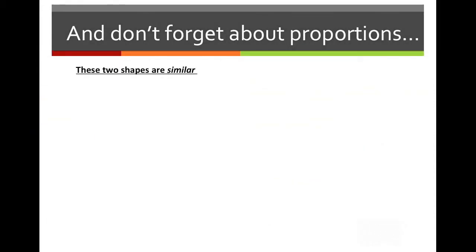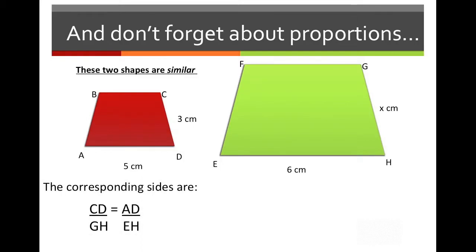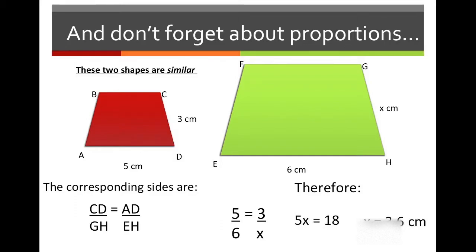You should also know how to deal with proportions before we do trig ratios. For example, these two shapes here are similar. Their corresponding sides go with CD and GH, and then AD and EH. Because they are similar, we can use what is called the scale factor or the similarity ratio. Therefore, if I do 5 over 6 and 3 over x, I can cross multiply to solve for x, and I would get that x is equal to 3.6 centimeters.